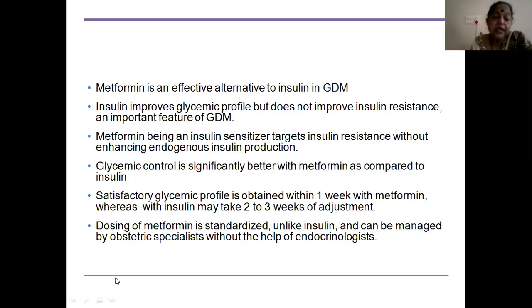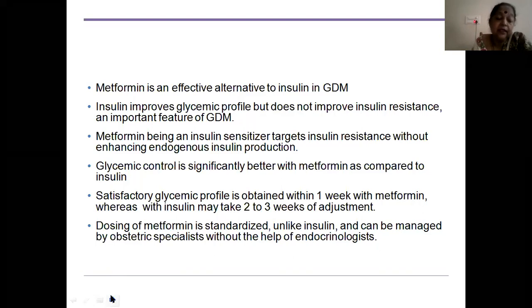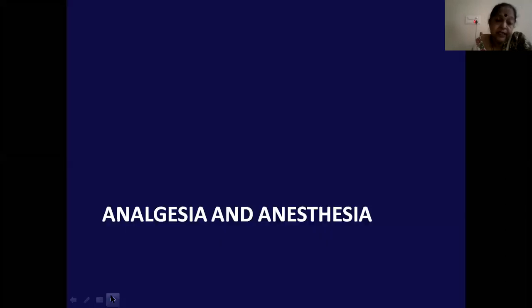So dosing of metformin is always standardized, these many tablets. But insulin should be managed by the obstetric specialist only. They can only tell that this much blood sugar, you have to take this much. So first trimester, what is 0.7 international unit per kg? Like that, we have to see the blood sugar, you have to titrate, you can taper. All those things you have to monitor whenever you are putting the patient on insulin. And you have to always tell about the maternal hypoglycemia, which is very dangerous to the fetus, whereas metformin is very easy to use.